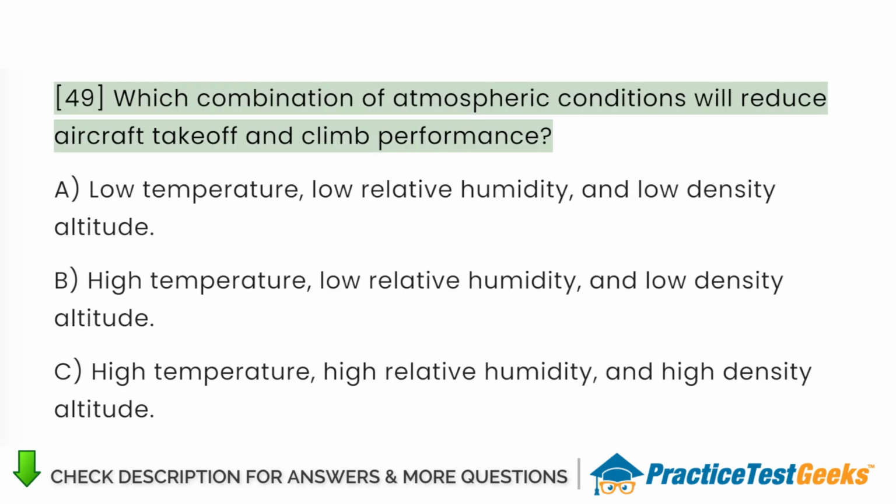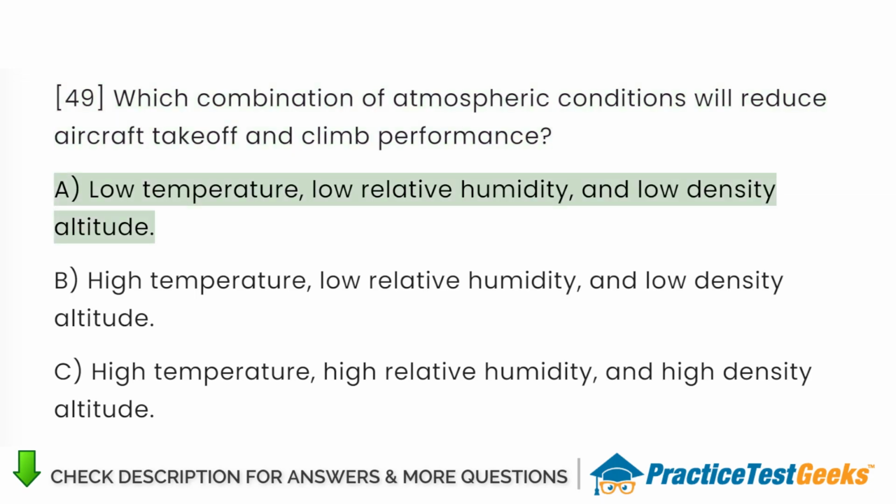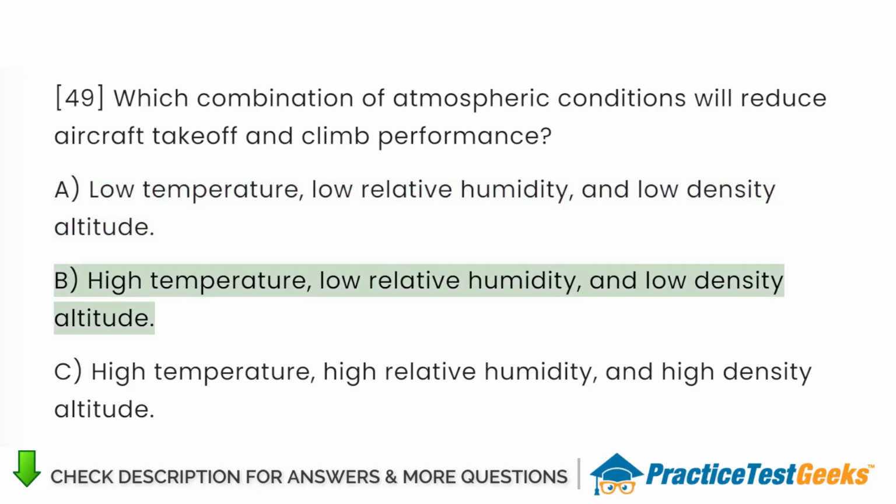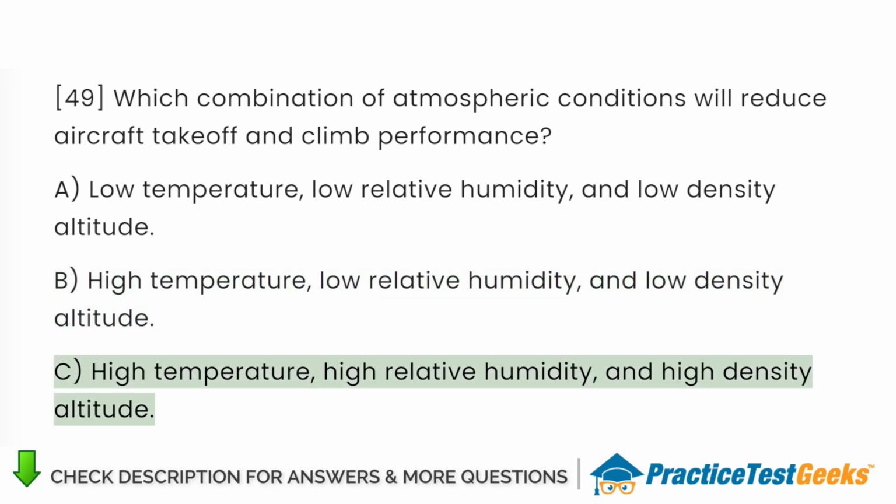Which combination of atmospheric conditions will reduce aircraft takeoff and climb performance? A. Low temperature, low relative humidity, and low density altitude. B. High temperature, low relative humidity, and low density altitude. C. High temperature, high relative humidity, and high density altitude.